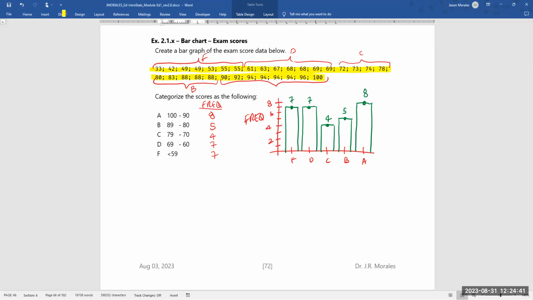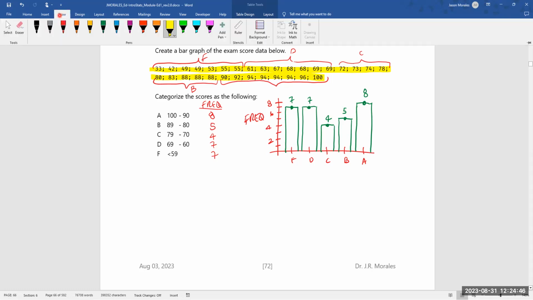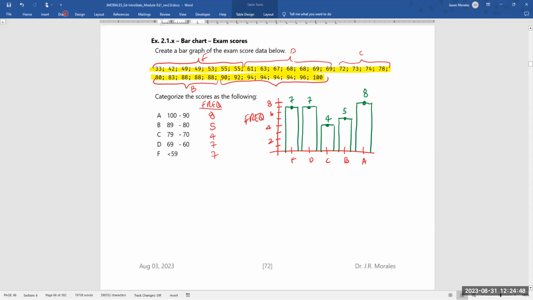Looking at this data, you initially don't see any categories at all. Like in previous examples, we had categories of ethnicity, and that was given to you. But here, all we see are just a bunch of numbers. So what categories can you have? Well, since we're creating a bar chart based off of exam scores, we could use letter grades as categories.